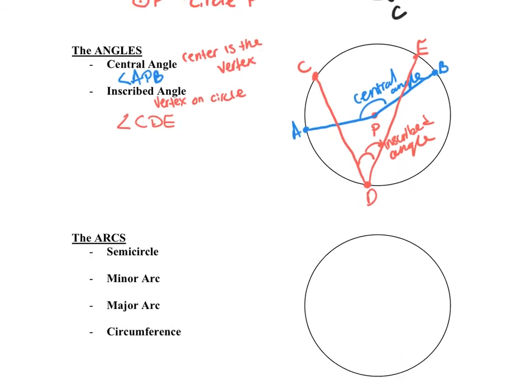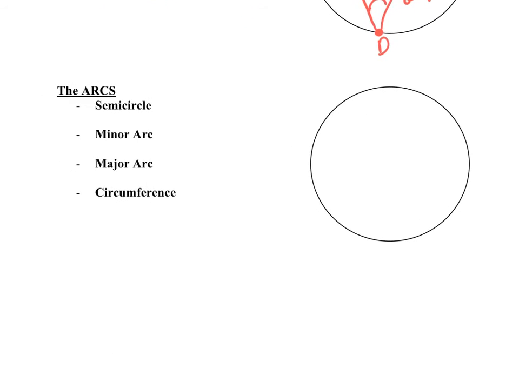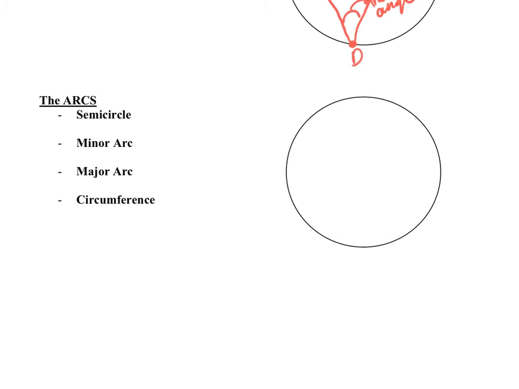Okay, so now moving on to arcs. So the first arc is the semicircle, which is just half of the circle. To our center. And say points A and B. So the semicircle would be arc AB. And so to name it, we use those 2 endpoints with a little arc drawn above it. So we only need the endpoints to name it.